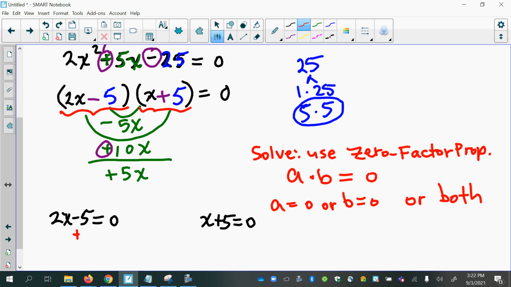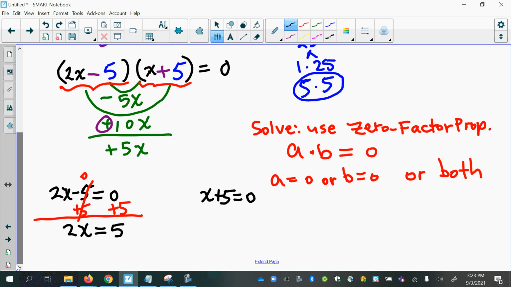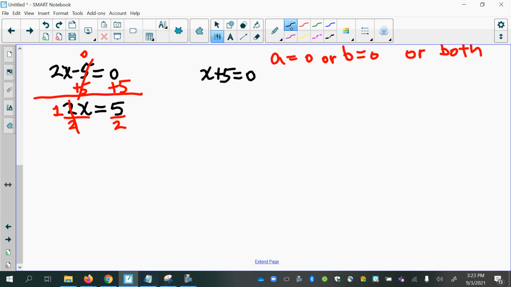So I'm going to start with the one on the left here. To solve for x, I'm going to first do all my inverse operations. I'll undo the minus 5 so that I get 2x equals 5. Then I'm going to divide both sides by 2. So I'm just undoing the multiplication here so that I get 1x equals 5 halves. And that simplifies to x equals 5 over 2. So that's one of my solutions.